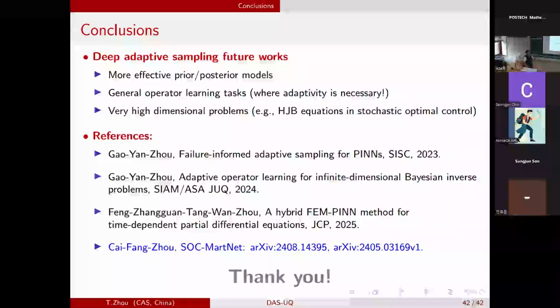You have to choose a real application problem, such as the HJB equation in stochastic optimal control. This can be a very high dimensional problem. So I just list a few references here. I also list some recent work by Cai Wei and myself for this HJB equation. In these two arXiv papers, we can solve the nonlinear HJB equation up to a dimension of 10,000 on a single computer. Thank you.